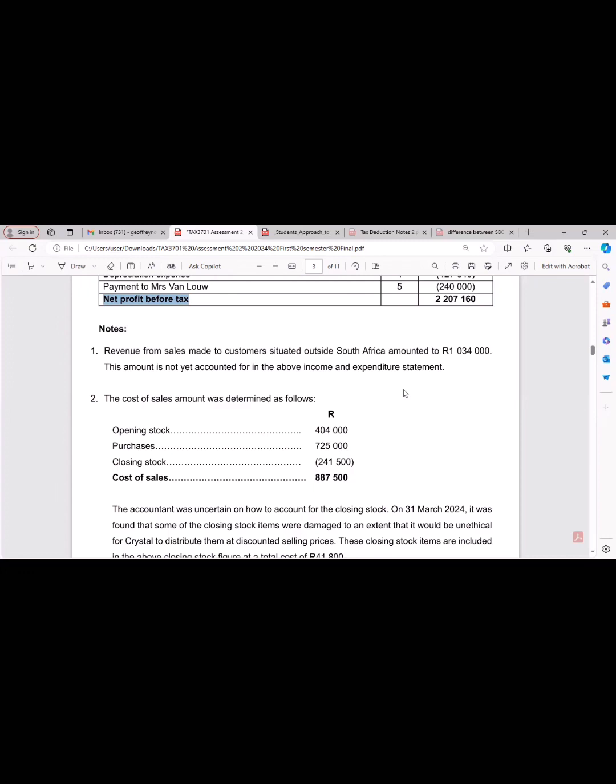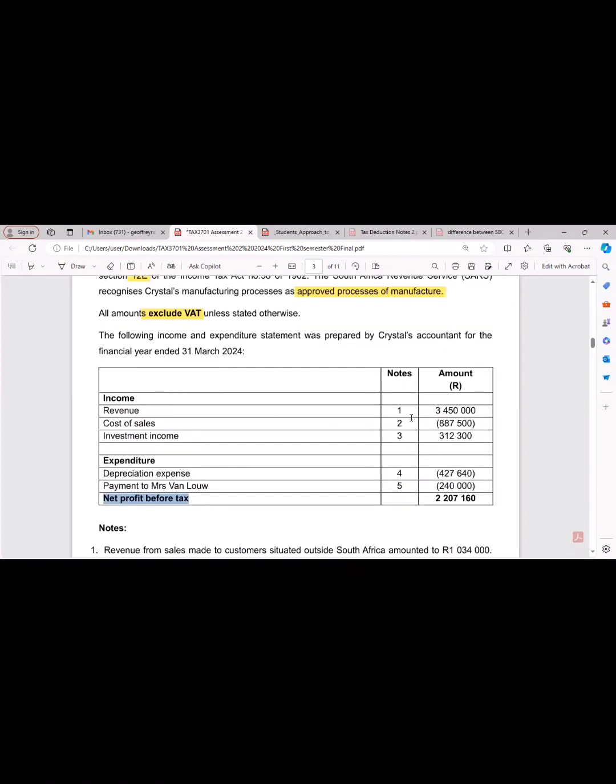Do you understand? VAT, yes. If you're exporting for VAT purposes, there's no VAT on that amount. But now we're talking about income. Now we're talking about gross income. Now we're dealing with section 1. So there is the figure. There is the initial revenue of 3,450,000.